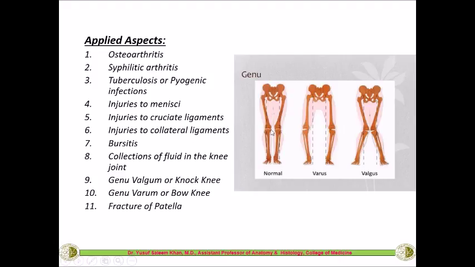Injuries to the collateral ligament are also seen when there is any trauma to the knee and displacement of the tibia and the fibula. And bursitis: because there are a lot of bursas around, they get inflamed, and I named some of them, the housemaid knee as well as the clergyman's knee. So these are the inflammation of the bursas, which is called bursitis.